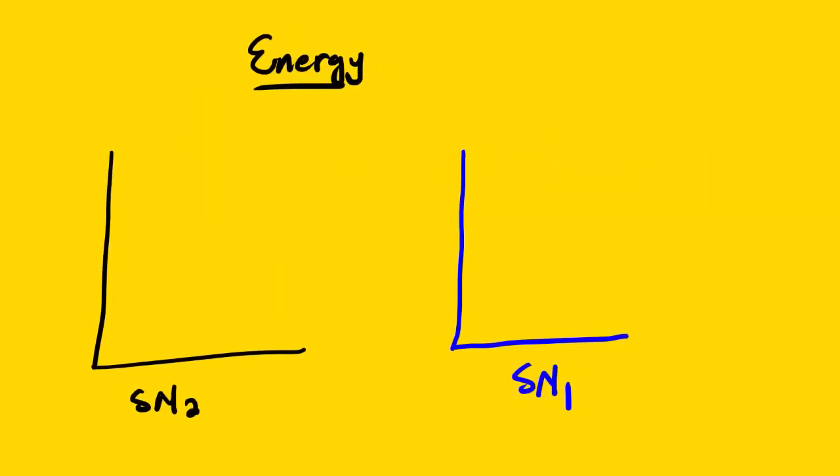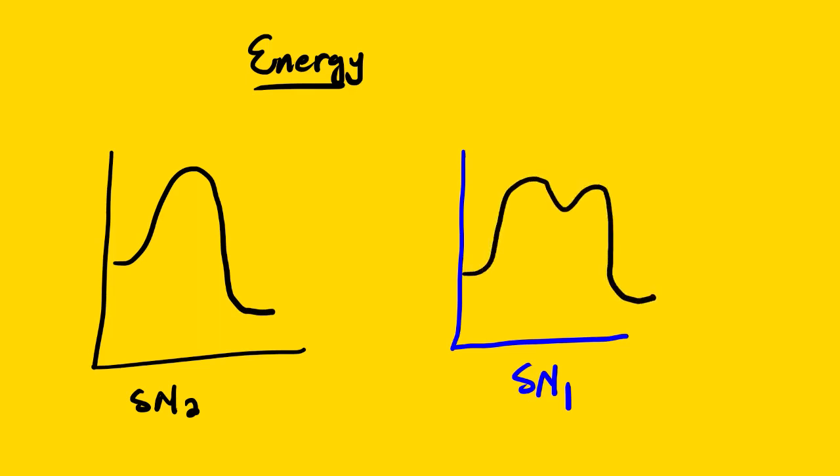Another concept which is very important in this topic is the energy diagram for both reactions. So you should know that the SN2 has a one-step reaction, while SN1 has two steps. So for SN2, the energy diagram is like this, and then the SN1 is like this. Let us start with SN2.